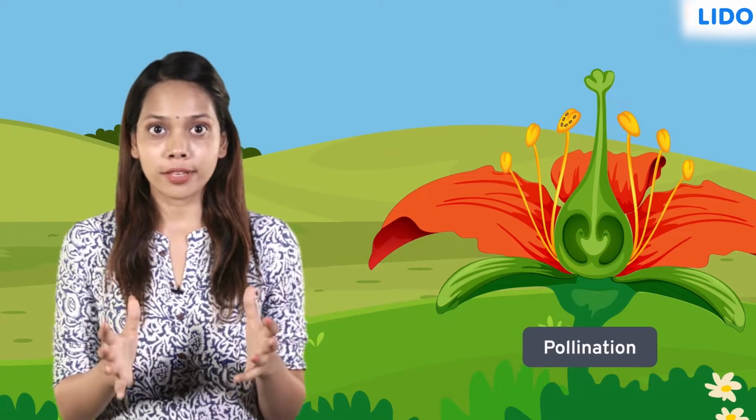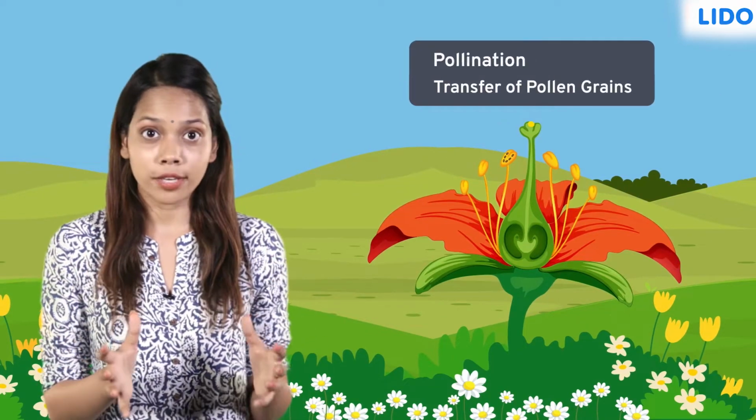Fertilization in plants happens due to the process of pollination. Insects, winds or water carry the pollen from the anther of one flower to the stigma of the other flower. This process of transfer of pollen grains is known as pollination.